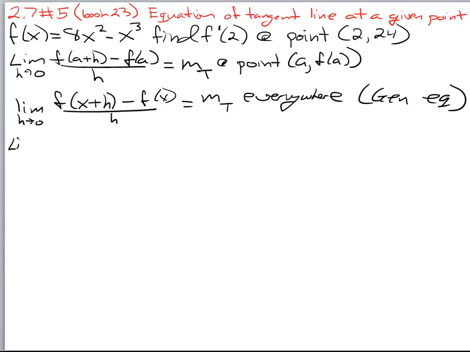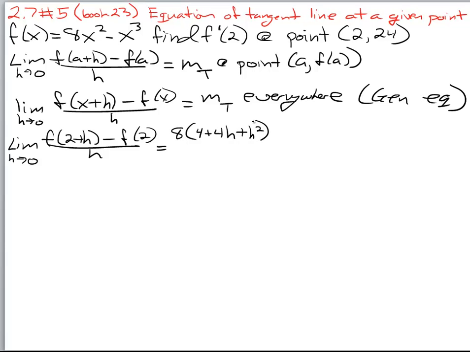Okay, so we've got the limit as h goes to 0 of f of 2 plus h, right, minus f of 2, all over h, which equals, f of 2 plus h, you've got to plug 2 plus h into this function, so you get 8 times 4 plus 4h plus h squared, right, minus, now you've got to do 2 plus h into here, so you've got to get 2 plus h quantity cubed.